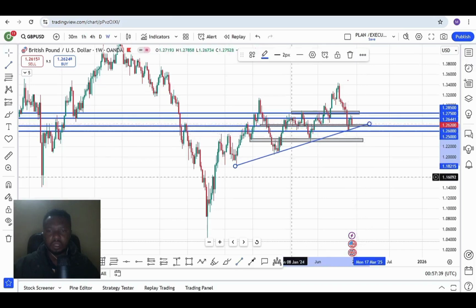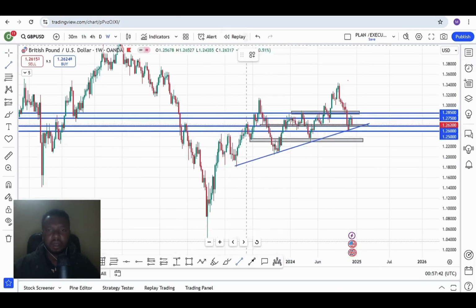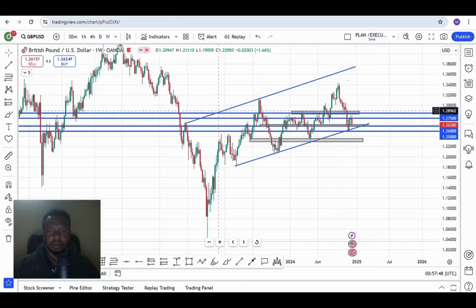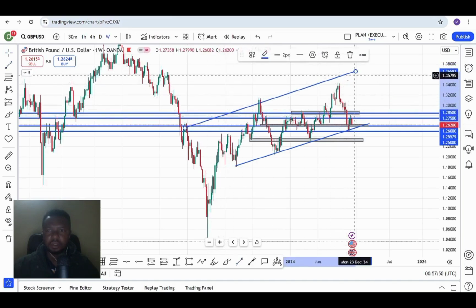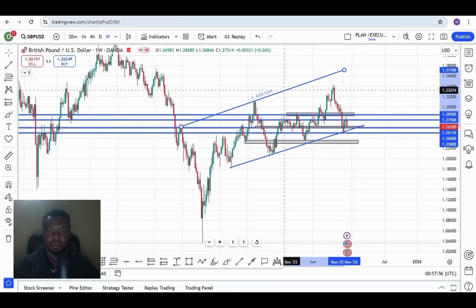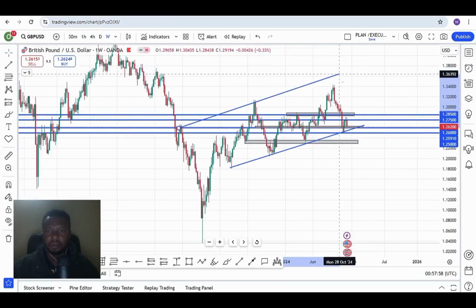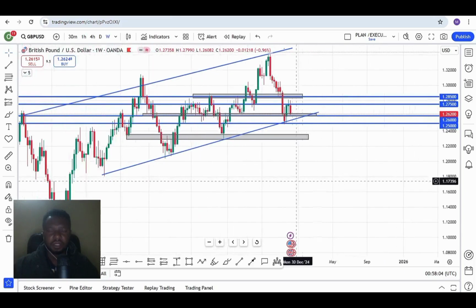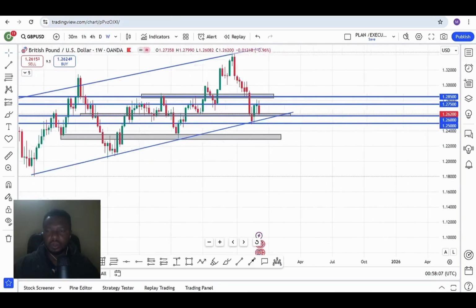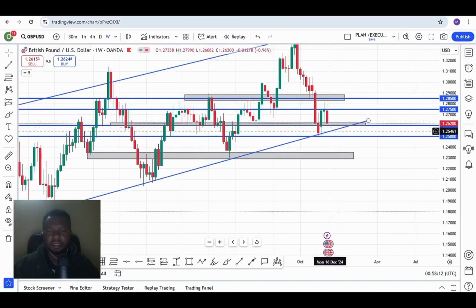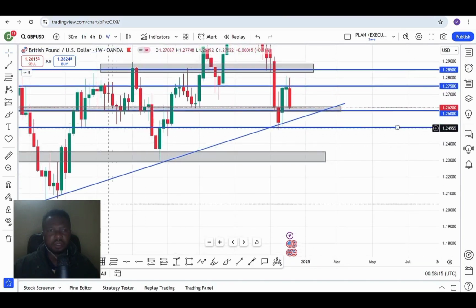So let us start plotting. We can see the weekly time frame price is down from here. Okay, we have a downtrend here. So looking at the weekly time frame, we notice that price is currently sitting at this support level here. Price is currently sitting at this support level.